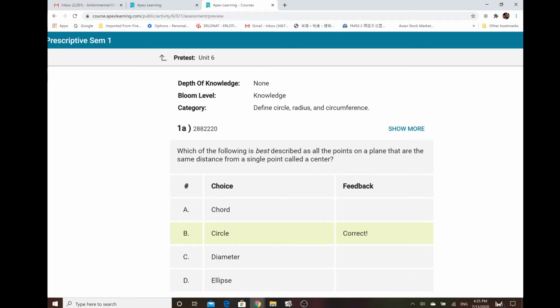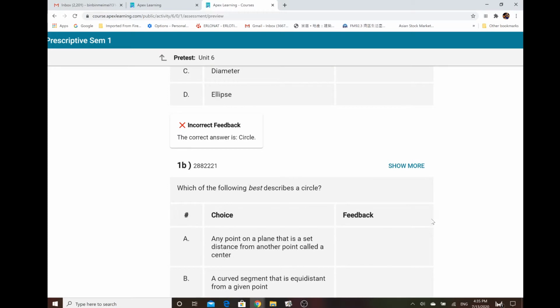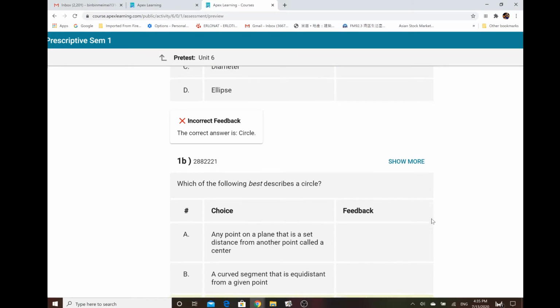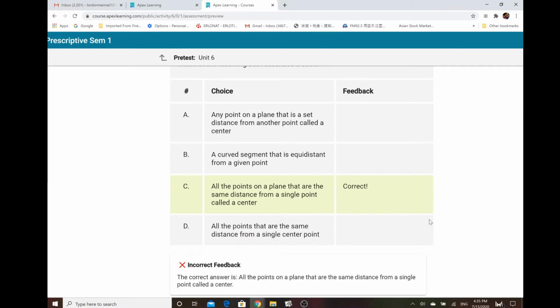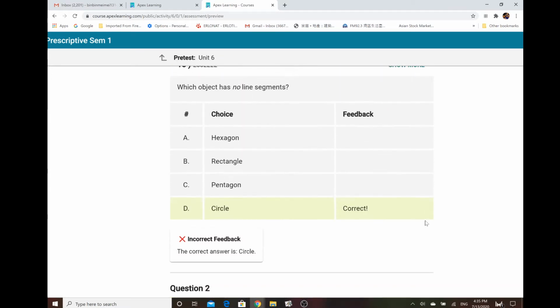Which of the following is best described as all points on the plane that are the same distance from the single point called a center? Anytime you see something like that, all the radii from the circle are always the same distance, so this one is a circle. So which of the following best describes a circle? A circle is all points on the plane that are the same distance from a single point called a center.